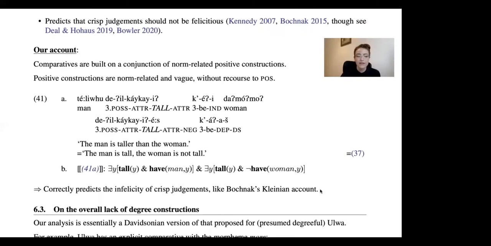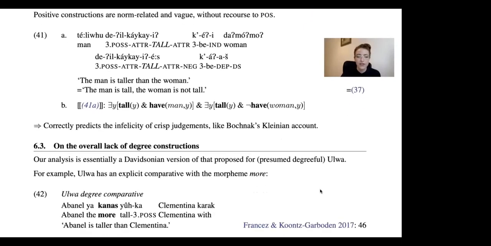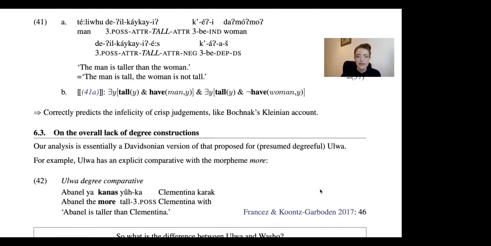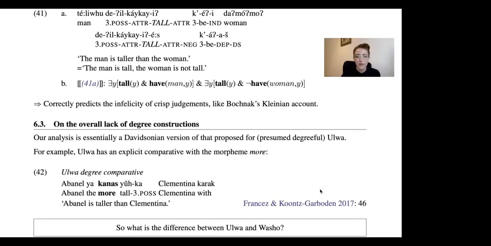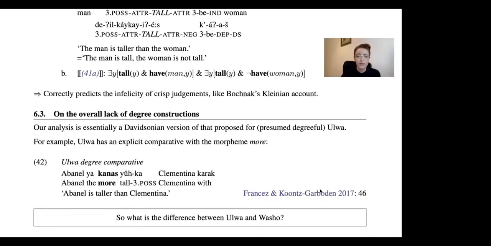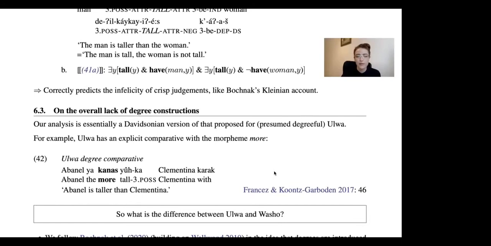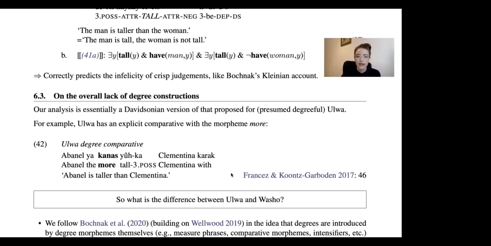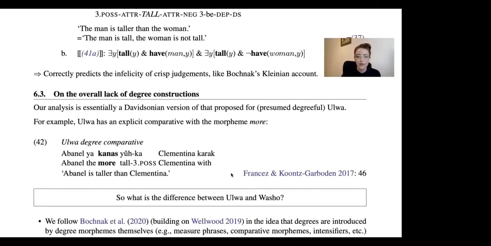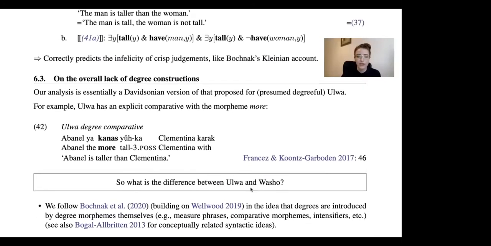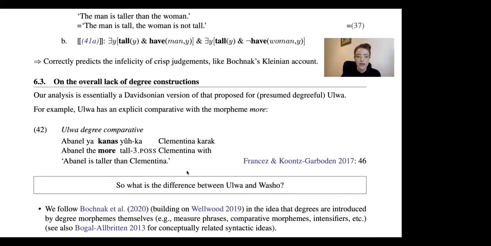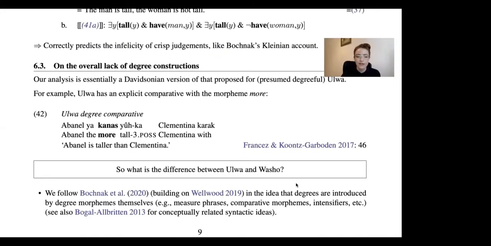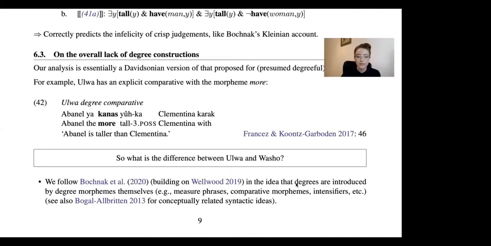Now, finally, we have to give a note on the overall lack of degree constructions, because our analysis is essentially a Davidsonian version of the one proposed for degreeful ULWA. But ULWA and Washoe behave a bit differently, and ULWA has overt degree morphology. So for example, it has an explicit comparative with the morpheme more, as you see here in 42. So the question that arises is what the difference between ULWA and Washoe is.